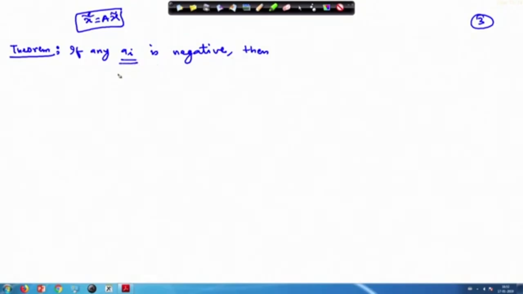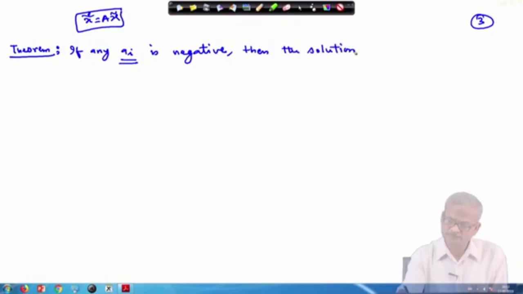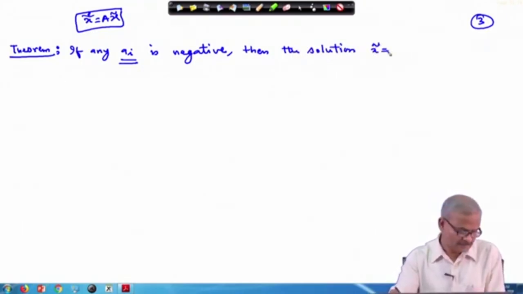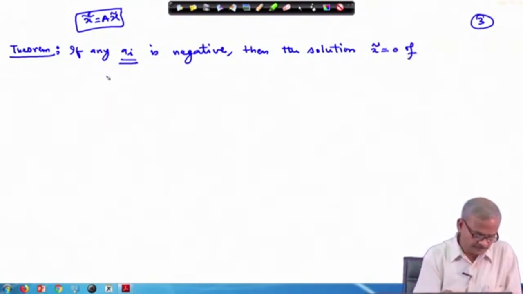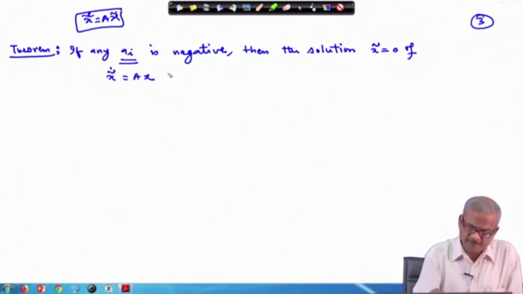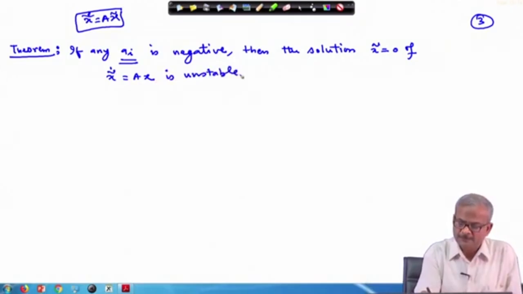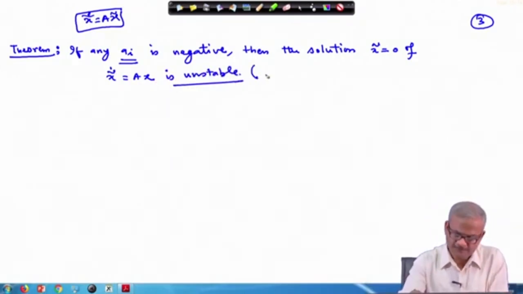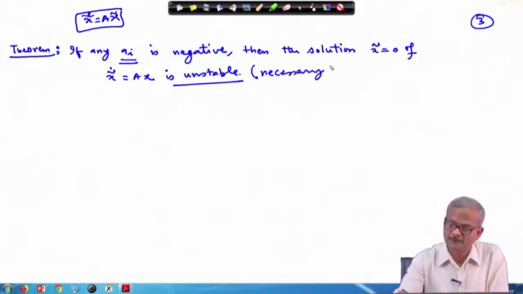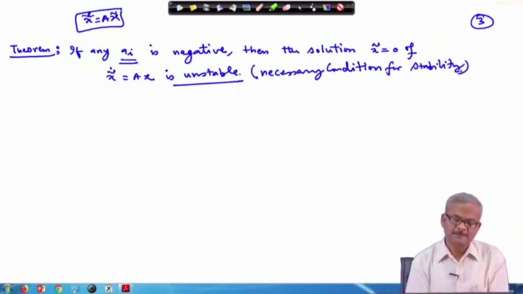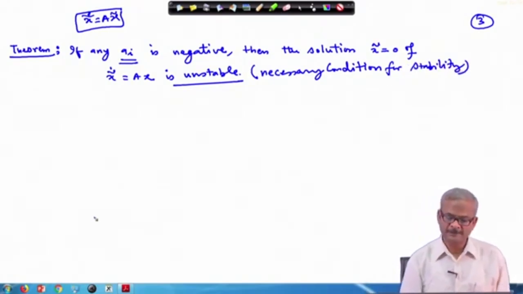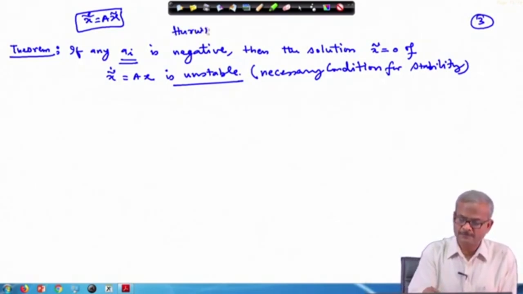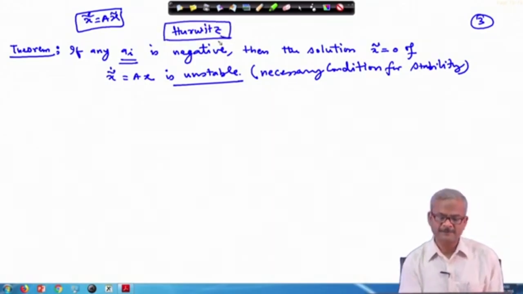If any a_i is negative, then the solution x tilde equal to 0 of x tilde dot equal to A x is unstable. So this is required, and this is the necessary condition for stability. There is a related theorem for the sufficient condition, due to Hurwitz, but that particular theorem is not applicable here, so we are not going into the next theorem.